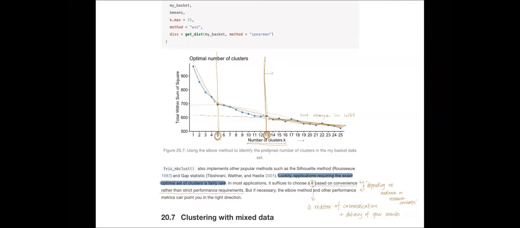Okay, so this is a matter of how we communicate or deliver our results, and depending on your audience or research context, it really matters how we define K. So in this case, there are actually no right answers. That's the best way we can express it, but at least we can think about 5 and 13 as possible numbers of clusters we can explore for our data sets.